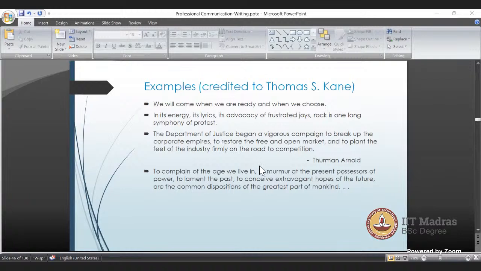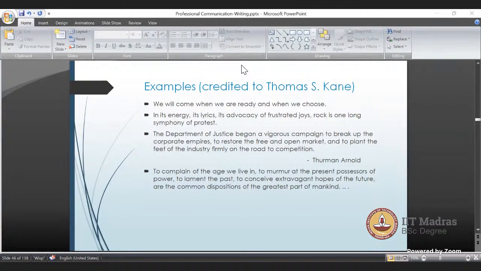Now look at the second one. In its energy, its lyrics, its advocacy of frustrated joys, rock is one long symphony of protest. Okay, what is the main part that is being referred to? Can you identify? Just identify the part in the sentence which is being referred to. Rock, right? Rock is one symphony. So it's talking about rock.